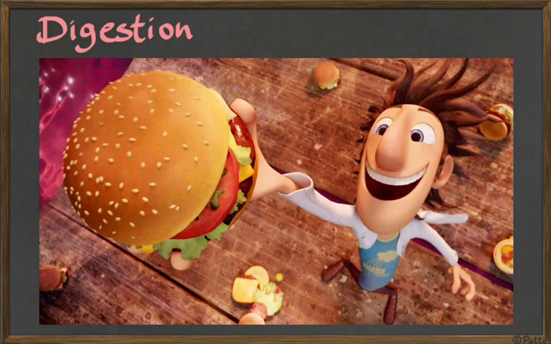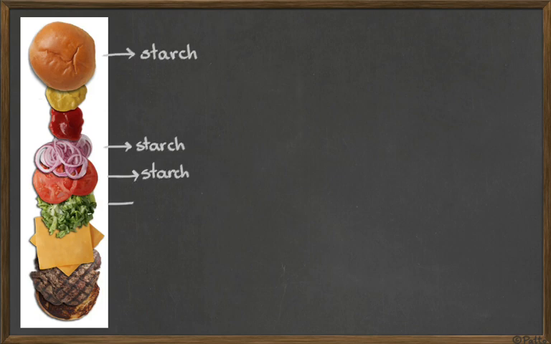If we're going to be talking about digestion, we have to talk about food. So let's get this cheeseburger here as an example of food. The cheeseburger actually is made by several different components. You have the bread, the sauce, the onions, the tomato, the lettuce, the cheese, the meat, and another bread in the bottom. If you get the bread, most of it is going to be starch.